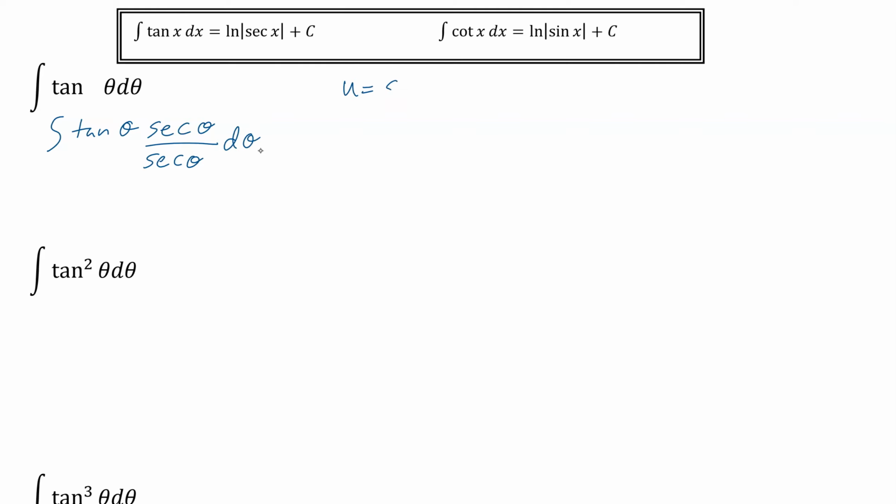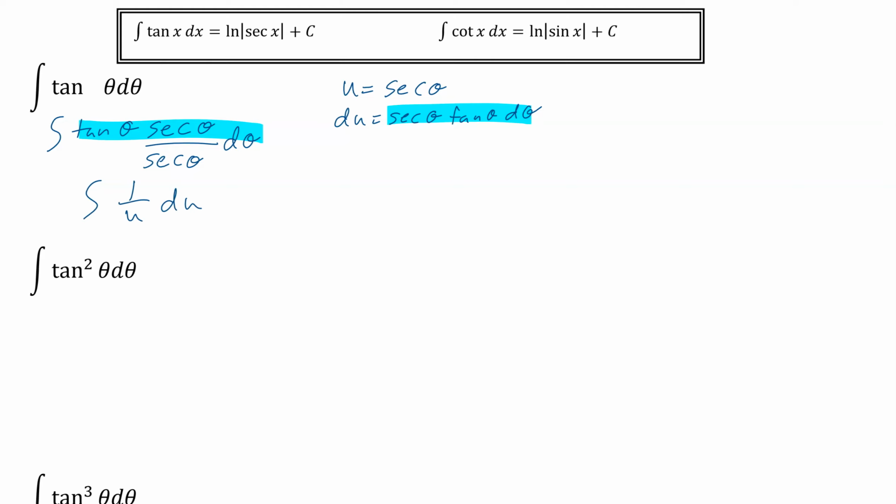So I know, well, if I make my u equal to secant theta, my du would be secant theta d theta. So it wouldn't be that. It would be secant theta tangent theta d theta. This is what happens when you don't think. There we go. So that right there is my du. So I end up with 1 over u du, which we know is the natural log of u plus c. And then if I plug it back in, there we go. And so this is what we can now use.